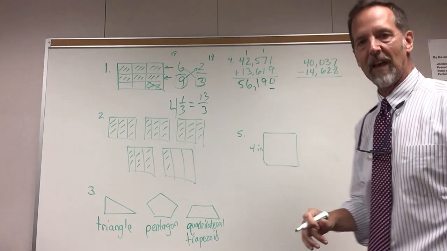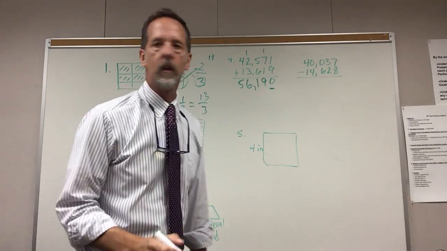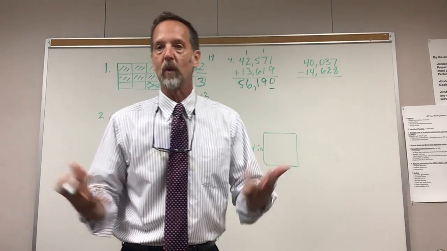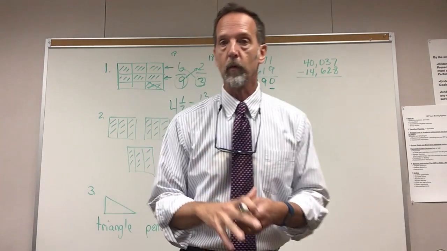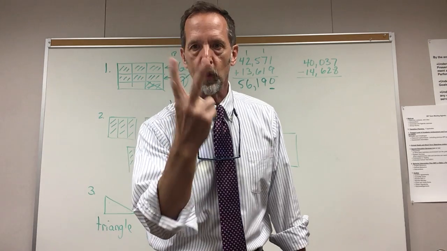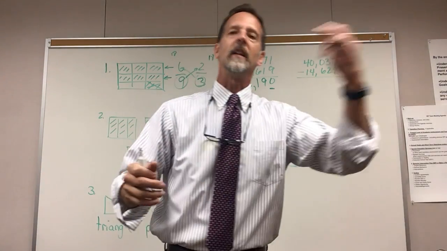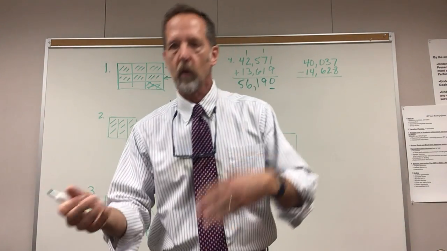Ones place. 7 minus 8. Can I subtract there? No. I have to get more ones. Where do you get more ones from? From the tens. Whenever you borrow and regroup, you change how many places? 2. First place gets smaller. Next place gets larger. Smaller and then larger.